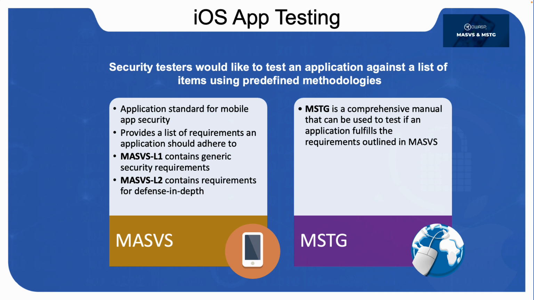MASVS Level 1 is termed as standard security. It adheres to mobile security general best practices and fulfills basic requirements in terms of code quality, handling sensitive data, and interaction with the mobile operating system. However, Level 2 is termed as defense in depth, as we just mentioned.